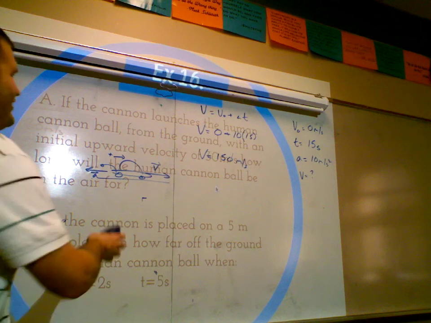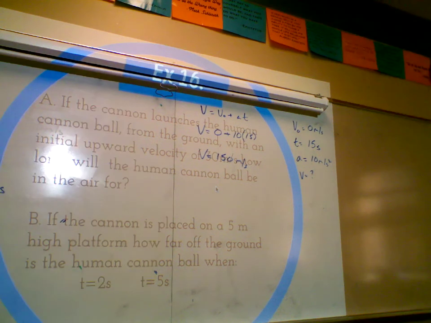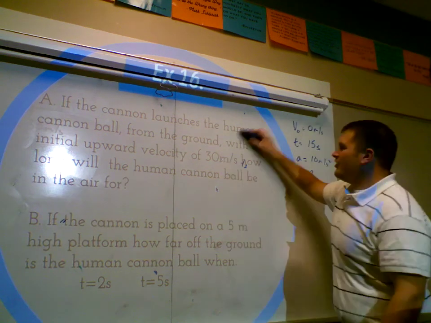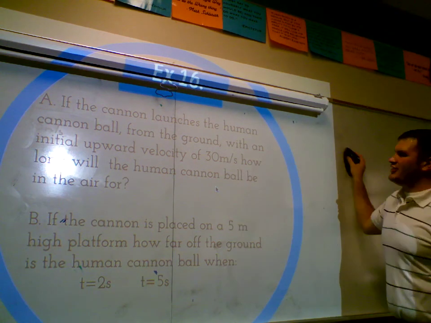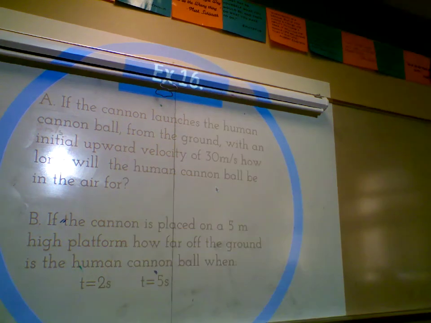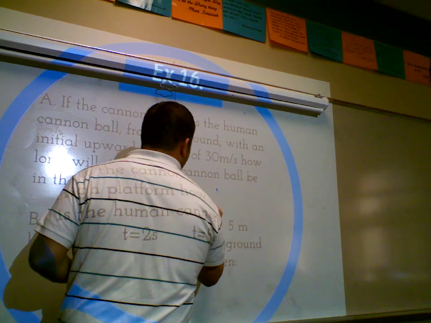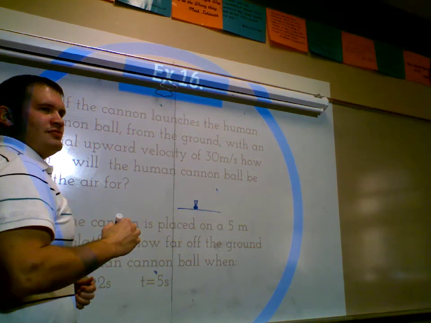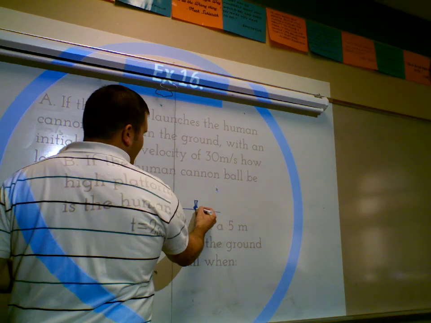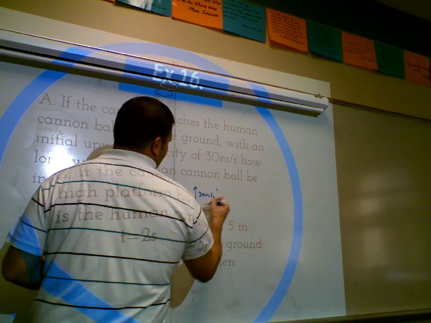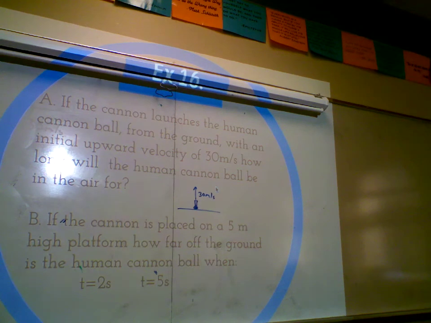Okay. Example 16, 16A. If the cannon launches the human cannonball from the ground with an upward velocity of 30 meters per second, how long will the human cannonball be in the air for? So, there's the human cannonball. Here's the human cannonball launcher. Launch them upwards at 30 meters per second, right? Like straight up? Yep, we're just going to zoom straight up. We're only working one direction right now.